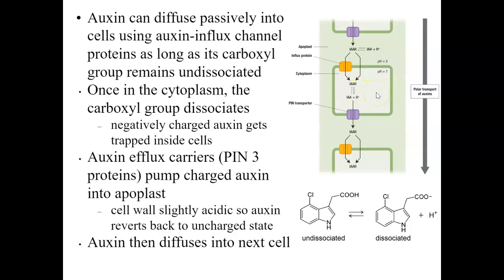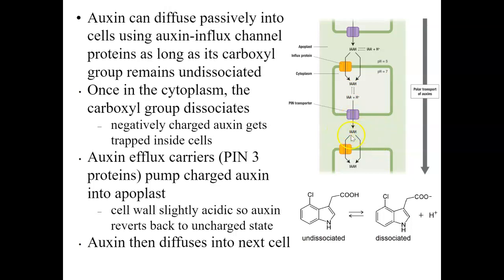The negatively charged auxin gets trapped inside the cell, and in order to get it to the next cell, we have to pump it out using our PIN3 protein, our auxin efflux carrier. Those are shown in purple. So that's our PIN3 protein in purple. Its job is to move that auxin back out of the cell. Auxin is exiting the cell, efflux of auxin.